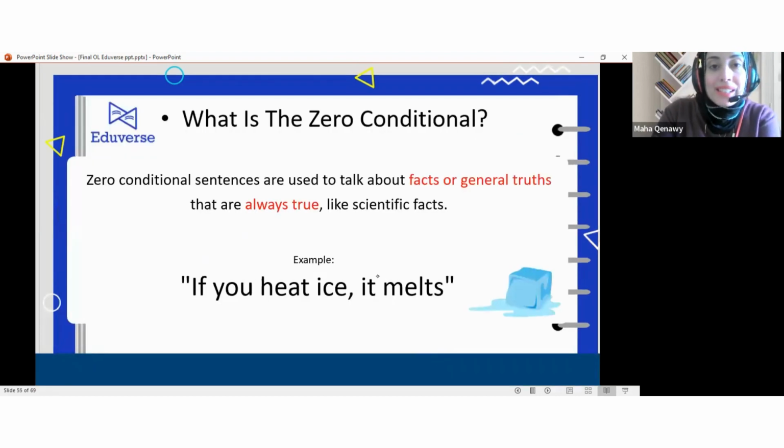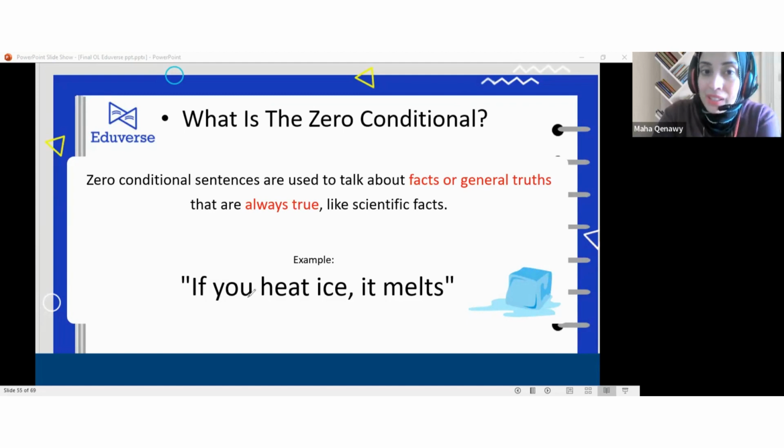Remember the zero conditional, my dears? It describes a fact. It is used to talk about facts or general truths in our lives that are always true. Sometimes they are scientific facts. Like, if you heat ice, what happens? It melts. Is there another option? No other option. Since there is no other option, it's the zero conditional of if.